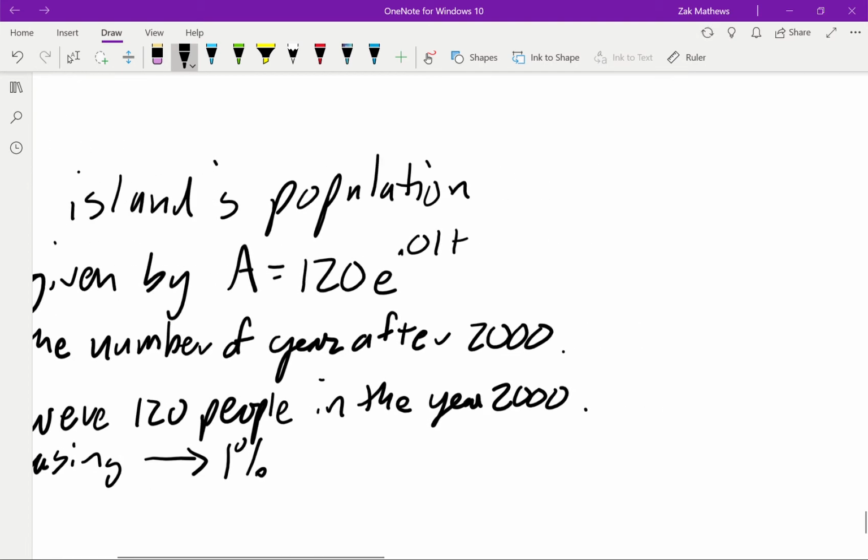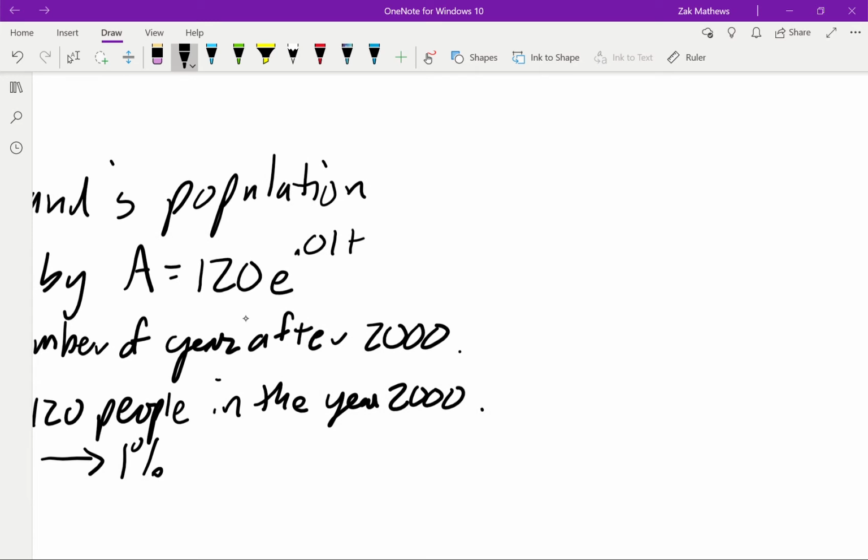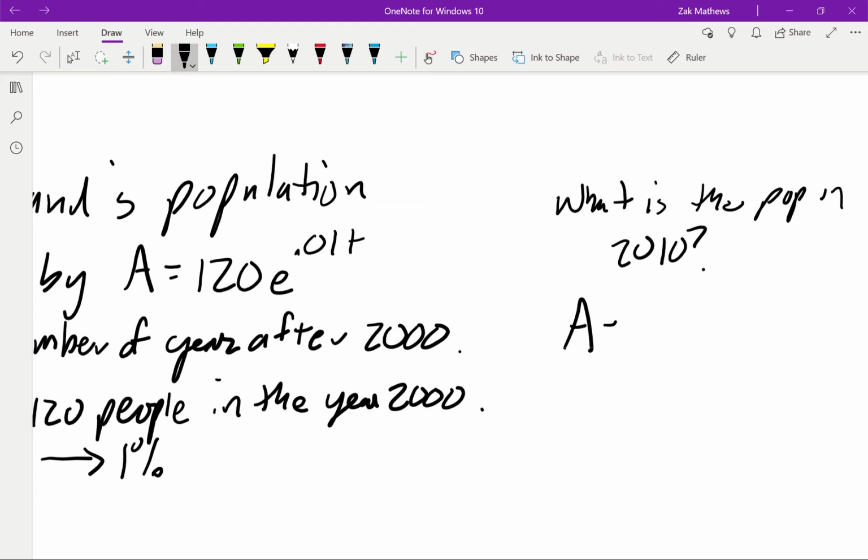So now we could do any number of things with this. Let's say we want to find what the population is in 2010. Well, I'm going to take my year and plug it into my t. I'm not just going to plug in the 2010 though, because remember t is the number of years after 2000. So that means I need to be plugging in the number 10.